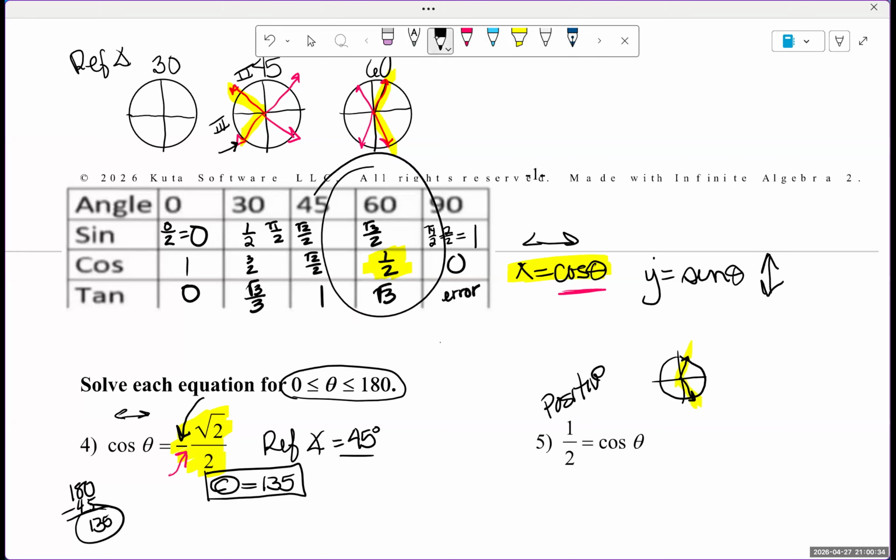And we know from right here that we have a reference angle of 60 degrees. Okay. So we are restricting our answers between 0 and 180, so we're not going to do that one. If we went all the way to 360, then we would have to figure out what that angle is in quadrant 4 with a reference angle of 60. But for right now, we can say that theta is 60 degrees.